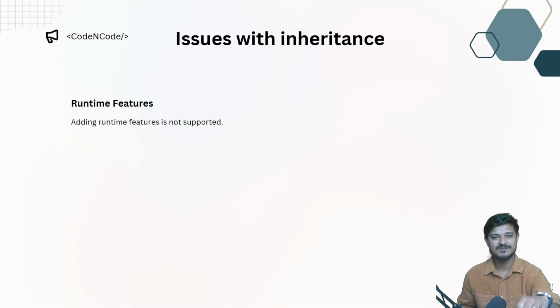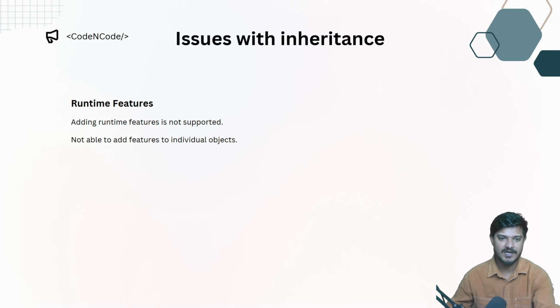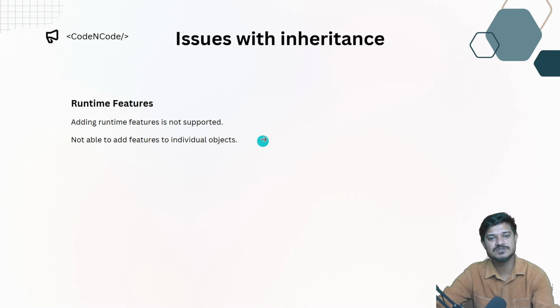Now the other issue with inheritance is that you can't add features at runtime. That is not supported. And the third one is that you are not able to add features to individual objects, right? When you define a class, all objects of the class have that feature. So we don't have the option to add features to individual objects, and we can't add features at runtime. So these are some of the issues with inheritance.